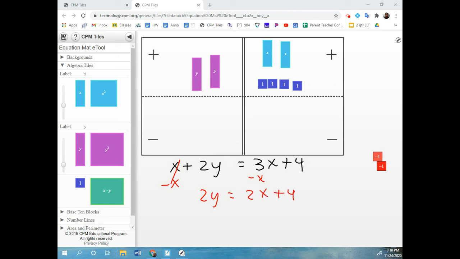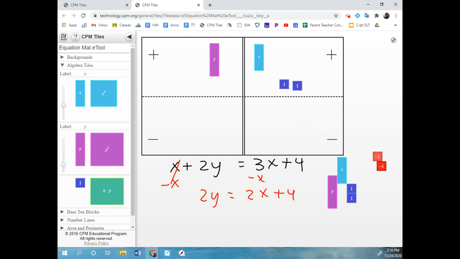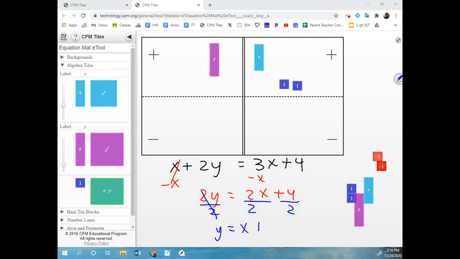Now again, I want the y alone, so I'm just going to split these in half. So I took half of everything. How does that show? Divided by 2, divided by 2, divided by 2. 2 over 2 cancels out to 1. 2 over 2 cancels out to 1. And 4 over 2 cancels out, 1x plus 4 divided by 2, 2. There's my work. My growth is 1, and my y-intercept is 2.